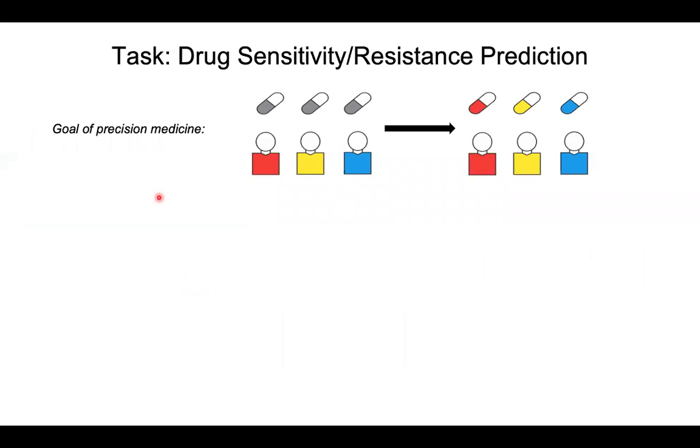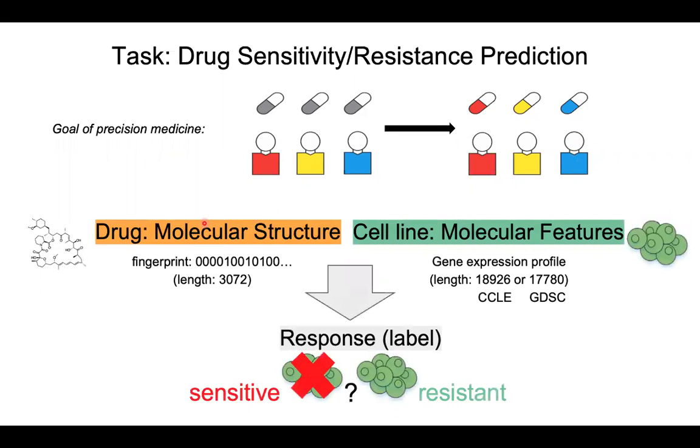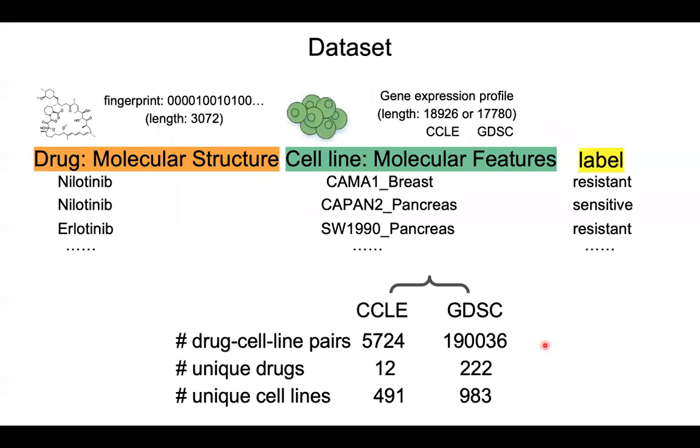Drug response prediction is a binary classification problem. It is important because the goal of precision medicine is to develop personalized drug treatment plans for different patients according to their molecular background. A simplified version of this problem is: given a certain drug represented by its molecular structure and a certain cell line represented by its molecular features, we want to predict whether this cell line is sensitive or resistant to this drug.